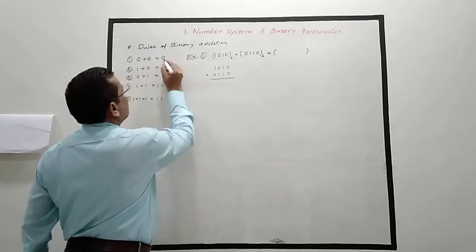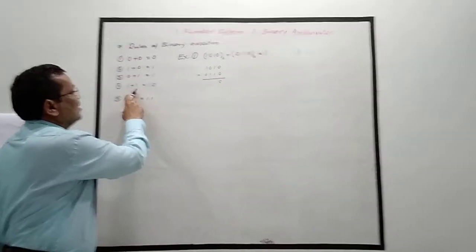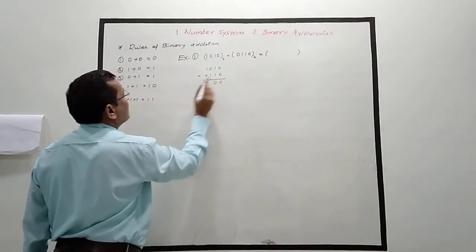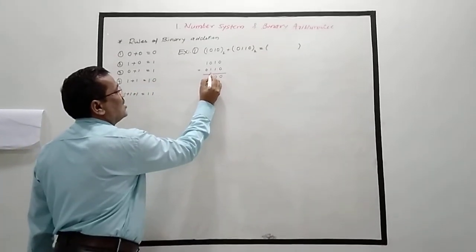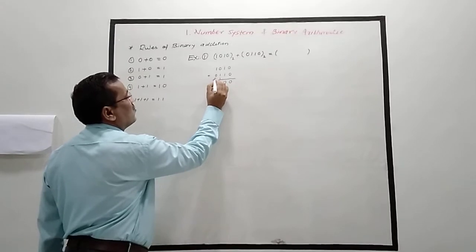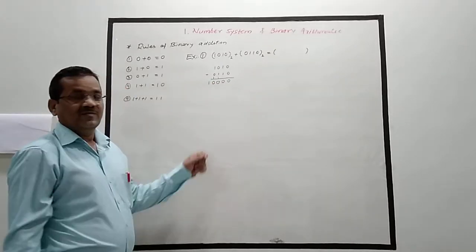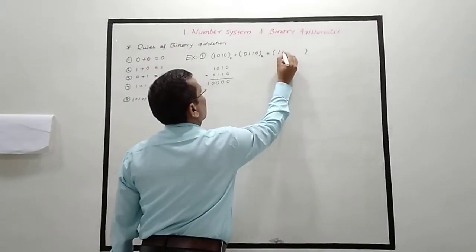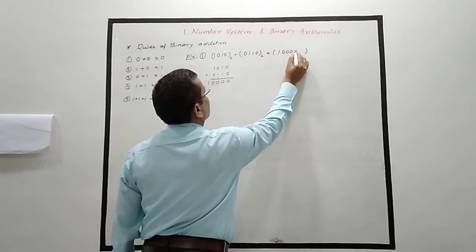0 plus 0 is 0. 1 plus 1 is equal to 0 with carry 1. See, 0 with carry 1. Again, 1 plus 1 is 0 with carry 1. 1 plus 1 is 0 with carry 1. So in this way, the addition will be like this. It is 10000.